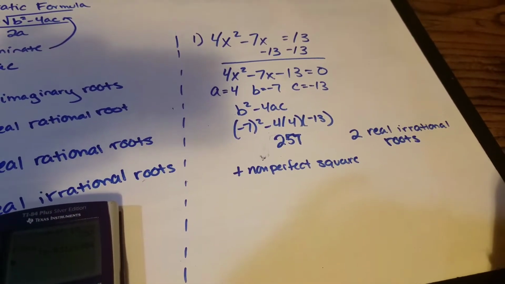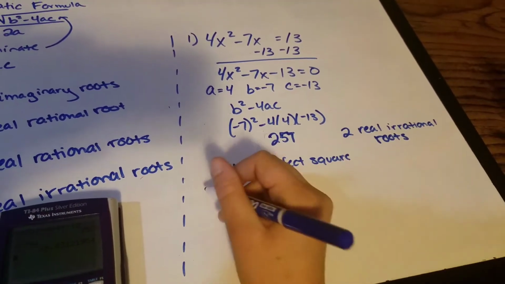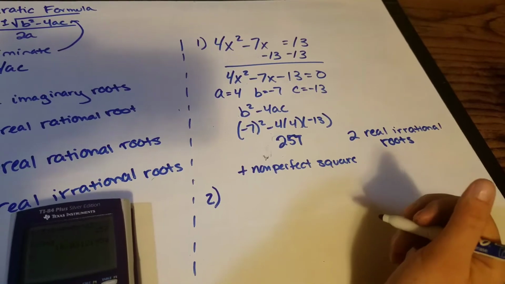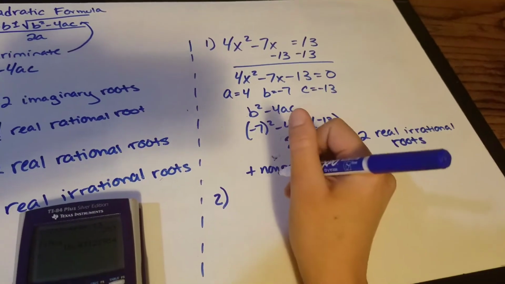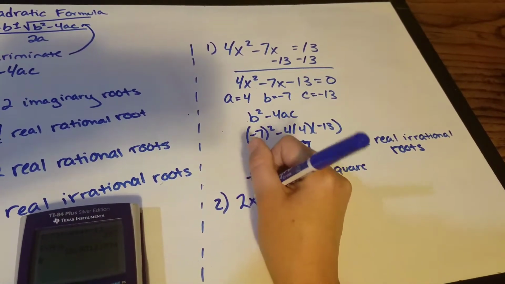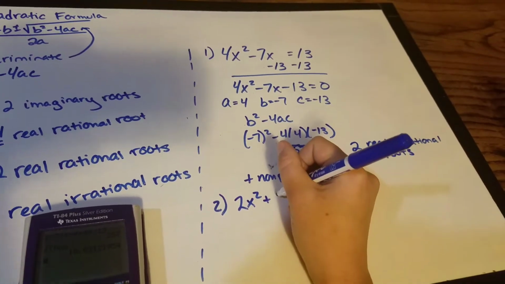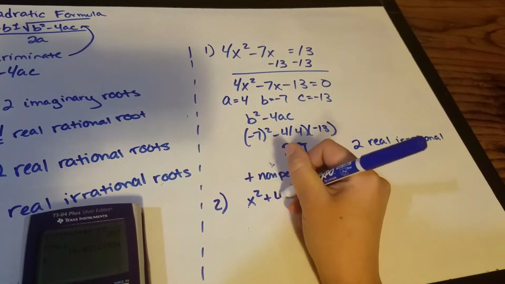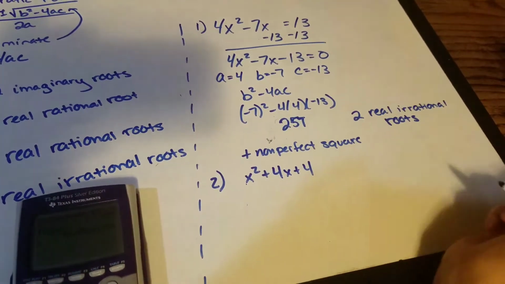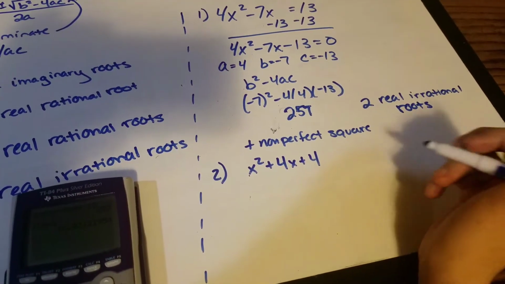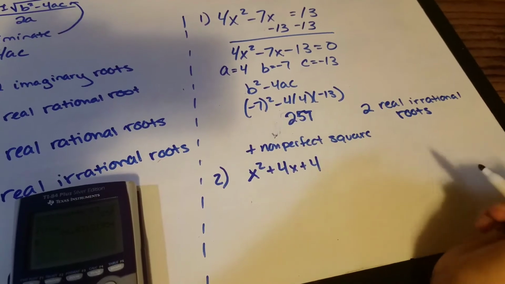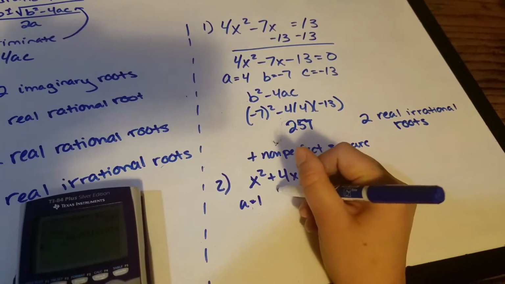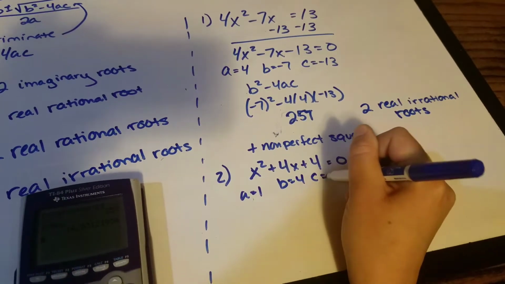So that is using the discriminant. So just another quick example. I'm going to have this one already in standard form. Actually, let's just do x squared plus 4x plus 4. So if we do that one, our a equals 1, b equals 4, and c also equals 4.